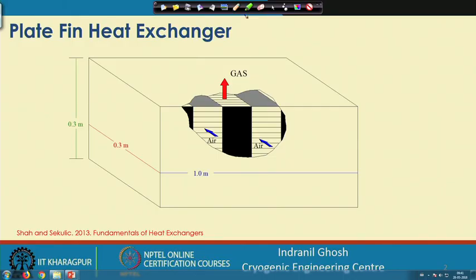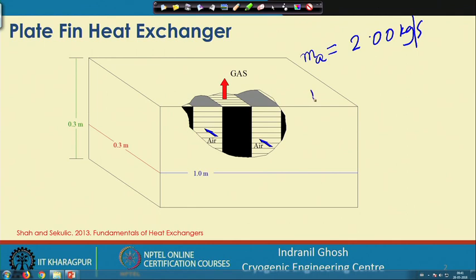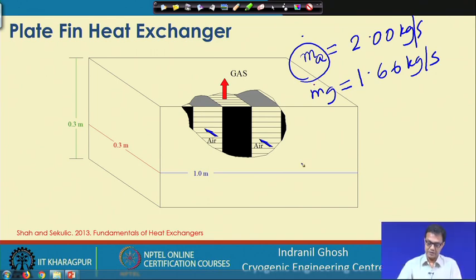Now we have estimated the mass flow rate of air, which is equal to 2.0 kg per second, and the corresponding value for the gas side was 1.66 kg per second. When we multiply the mass flow rate of air and of gas with the corresponding Cp values, we will be able to determine C min or C max.